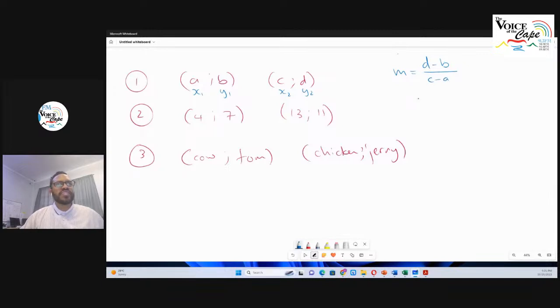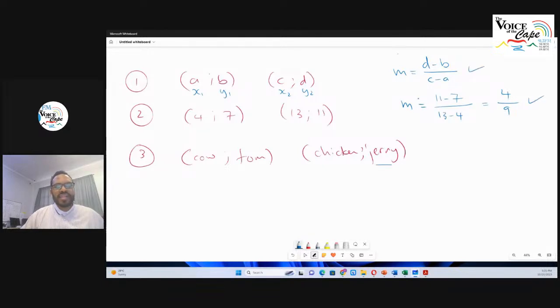Okay. For the next one, what will the gradient be? Once again, m is equal to 11 minus 7 divided by 13 minus 4. So what's 11 minus 7? Well, 11 minus 7 is 4, and 13 minus 4 is 9. So the answer here is 4 over 9.